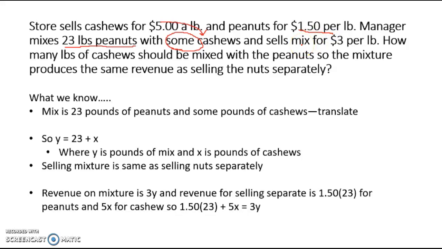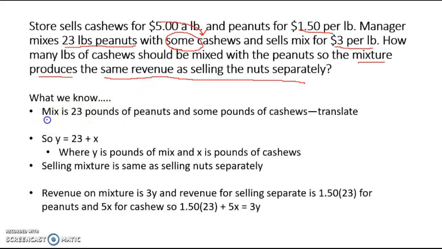And what we want to do is mix the two nuts and sell that mixture for $3 a pound. Now, what the manager hopes to be able to do with this mixture is produce a mix so that it is the same revenue as selling the nuts separately. So we sell the mixture for $3 a pound, and we want that to be the same amount of money that we would receive if we sold peanuts for $1.50 and cashews for $5.